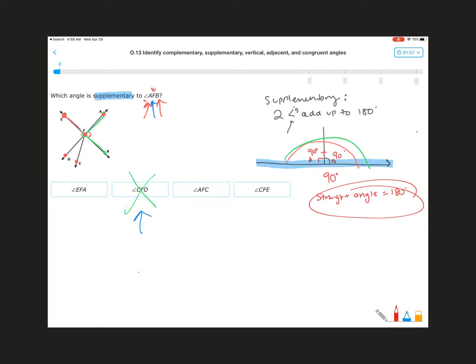EFA. So check this out. EFA is a 90-degree angle plus another 90-degree angle give you what? Boom, that straight line. So, sorry about that, guys. I don't know why I jumped to CFD, but it was good though because then we got to see that that wasn't the answer. So CFD was not an angle that was next to it to add up to 180. But the first one was the answer, which would have been too easy. But EFA plus AFB equals a straight angle.